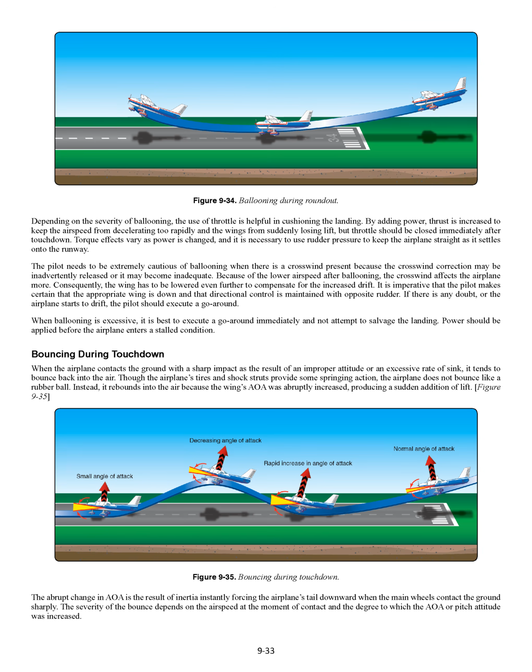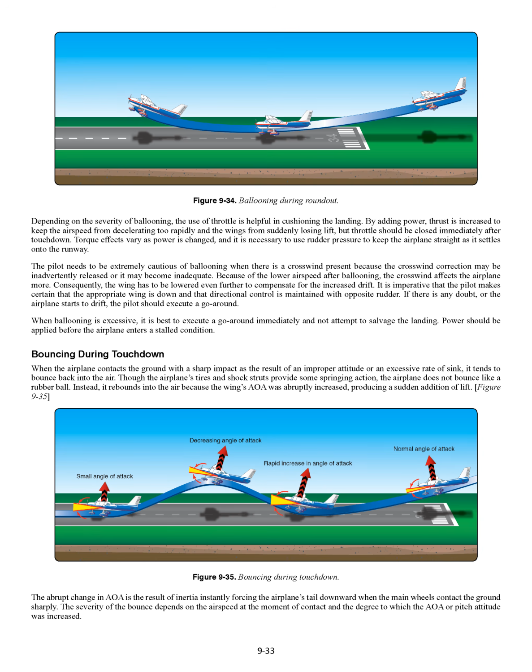When ballooning is excessive, it is best to execute a go-around immediately and not attempt to salvage the landing. Power should be applied before the airplane enters a stalled condition. Bouncing during touchdown. When the airplane contacts the ground with a sharp impact as the result of an improper attitude or an excessive rate of sink, it tends to bounce back into the air. Though the airplane's tires and shock struts provide some springing action, the airplane does not bounce like a rubber ball. Instead, it rebounds into the air because the wing's AOA is abruptly increased, producing a sudden addition of lift.